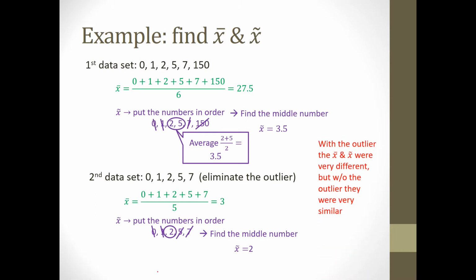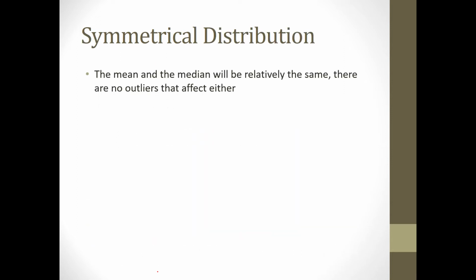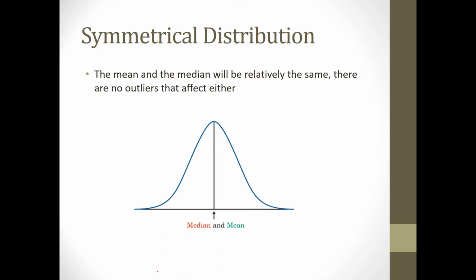Okay, so with the outlier, the X bar and X tilde, the mean and the median, were very different. But without the outlier, they're very similar. So the mean and the median will be relatively the same. There are no outliers that will affect either. So if the distribution is symmetrical, the mean and the median are both going to be in the middle. They might not be exactly the same, but they're close enough that we can just put them right there in the middle.